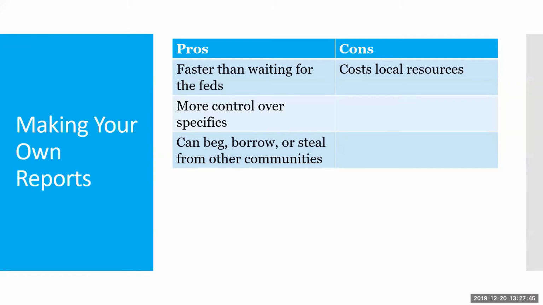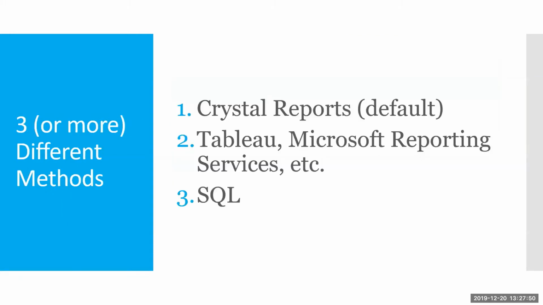As Adam mentioned earlier, it is the less easy way to go ahead. Next slide, please. So there's 3 or more different methods. There's more than 3, but we can fit them into 3 broad categories. So the first method is through Crystal Reports, which is the default method, and Adam talked about that earlier. The second is to use a different third-party reporting software like Tableau or Microsoft Reporting Services or Microsoft BI. And the third one is to use SQL itself. And I'll go into more detail on the next slide.